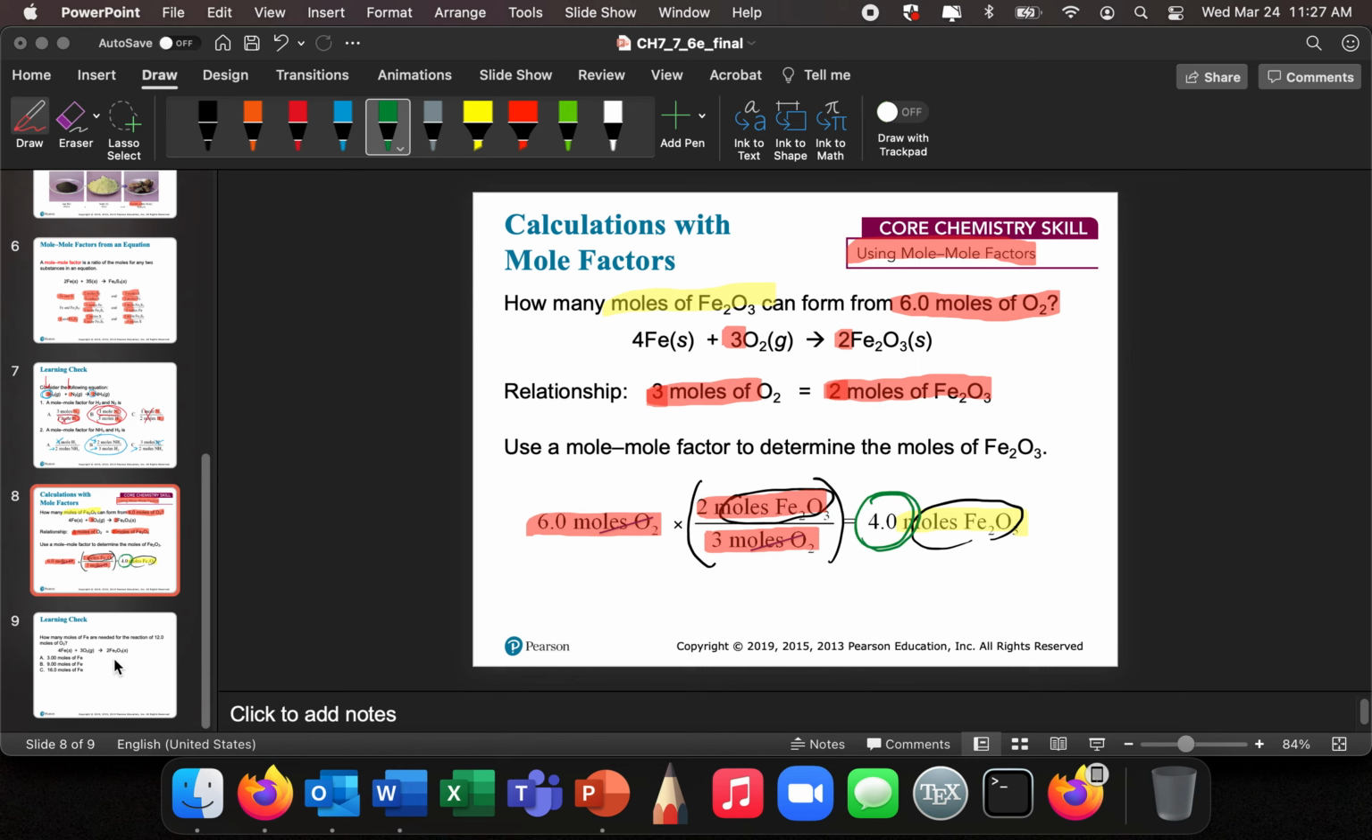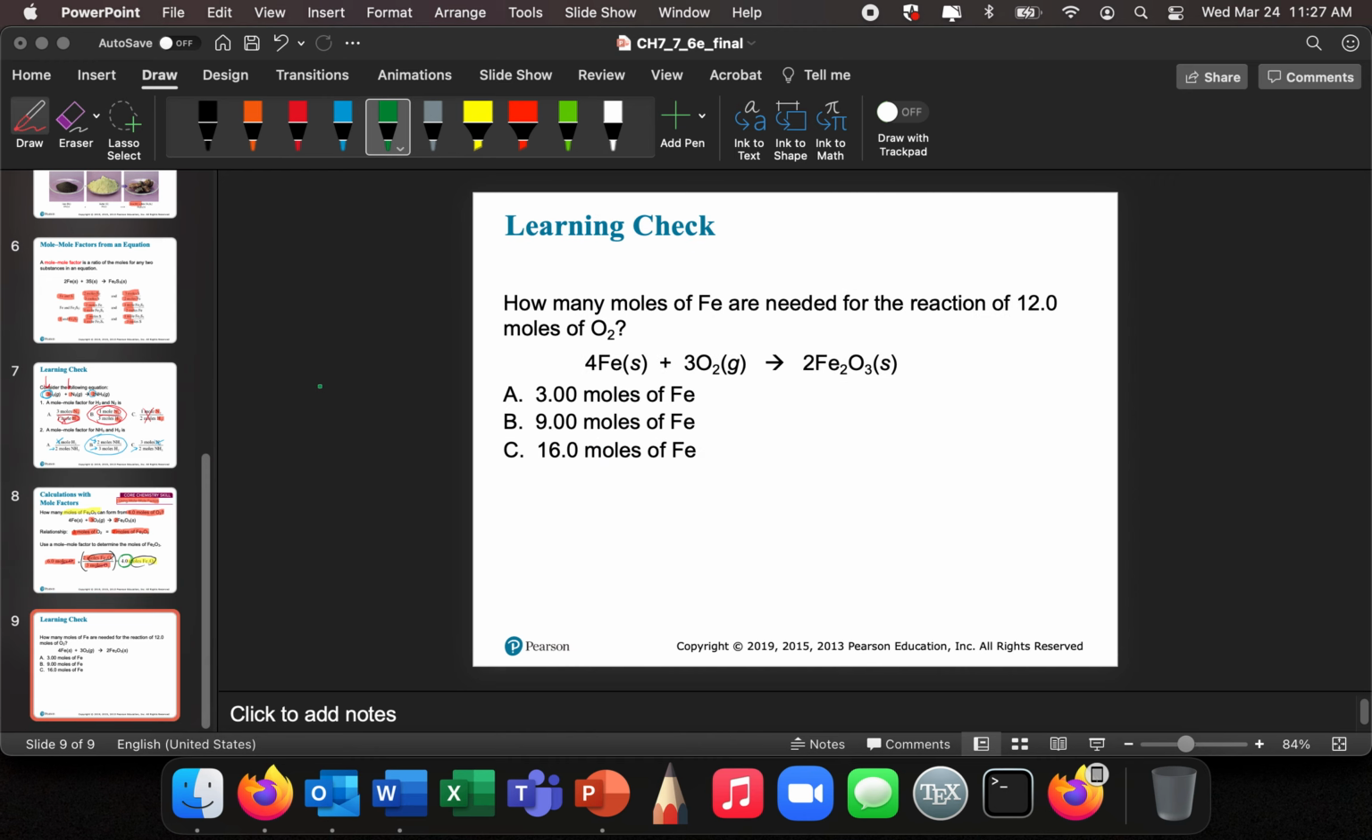Okay? All right, so let's close this conversation out with a learning check. Pause the video, calculate it, write it out on your paper, and then compare your work to mine. Okay, so I'm going to suppose that you paused it, and you've got some notes in front of you, and I'm going to start out by saying this. How many moles of iron? First thing I'm going to do, moles of iron, right? That's my answer.